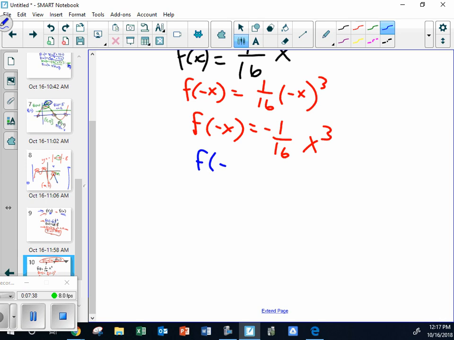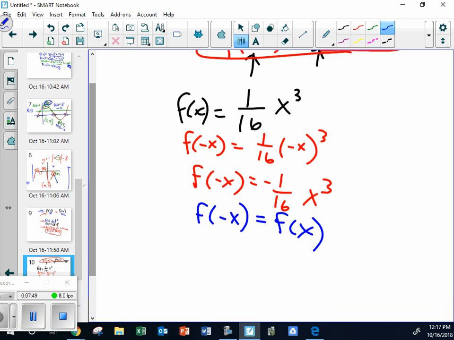Now I'm going to say, is f of negative x really equal to f of x? Because that's the proof statement about even. Why am I doing even? Well, you may as well check. You're already this far. Because if it is even, it's done, it's over with. But it's not, because that is not f of x. And therefore, this is not even.